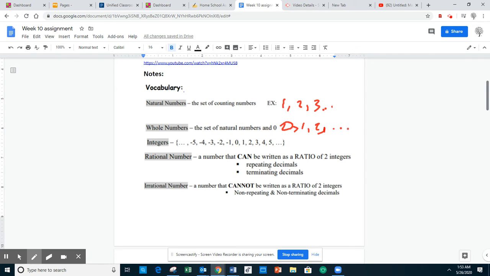The third is the integers. Integers are your negative and positive whole numbers. So it's the whole numbers starting at 0 and its opposites. Now, this brings us to rational numbers. A rational number is a number that can be written as a ratio. When we say a ratio, we're talking about fractions. So rational numbers are fractions, and they're also repeating and terminating decimals.